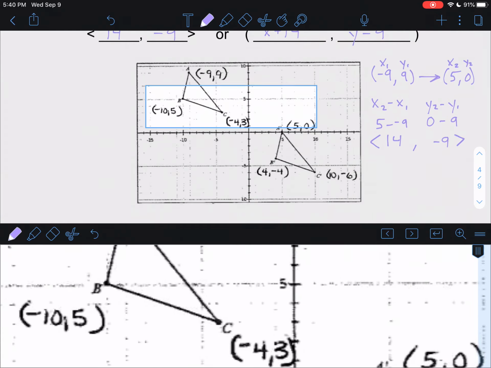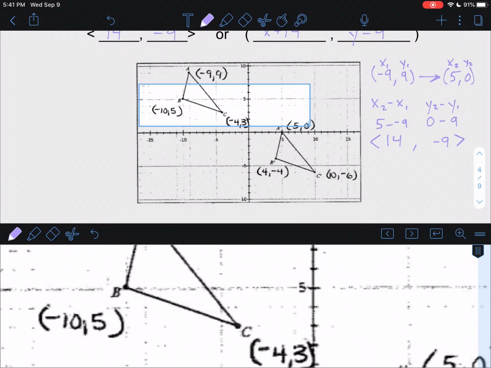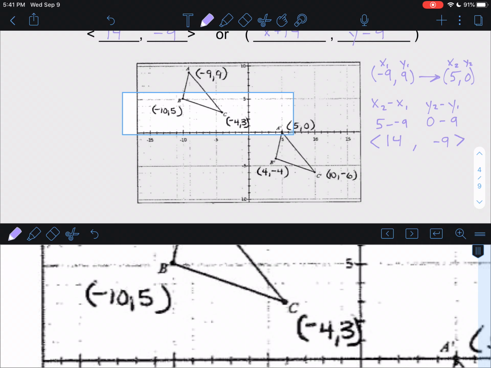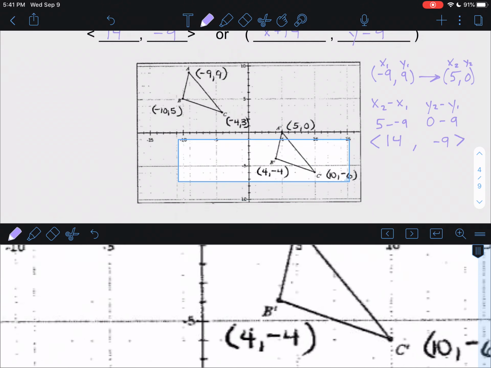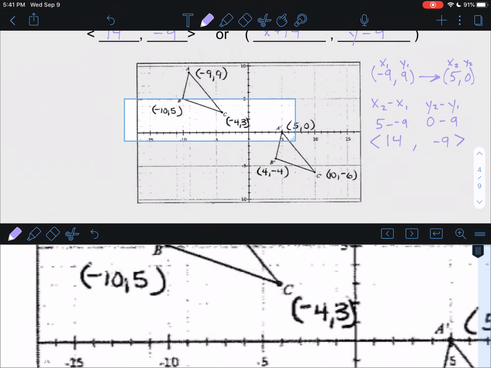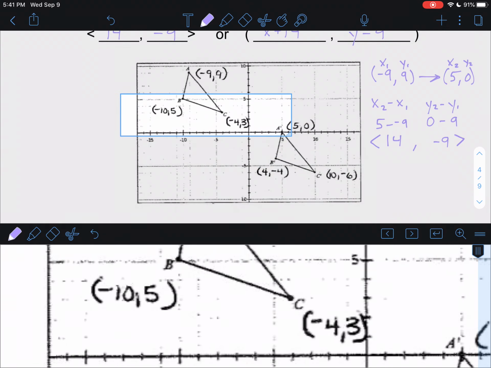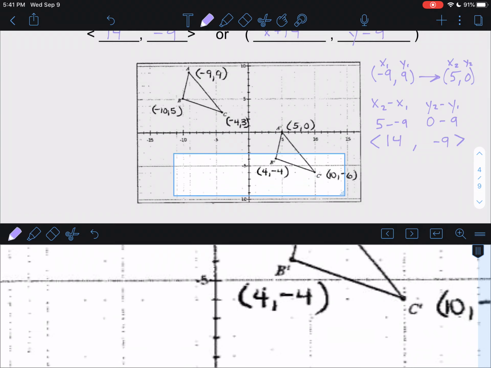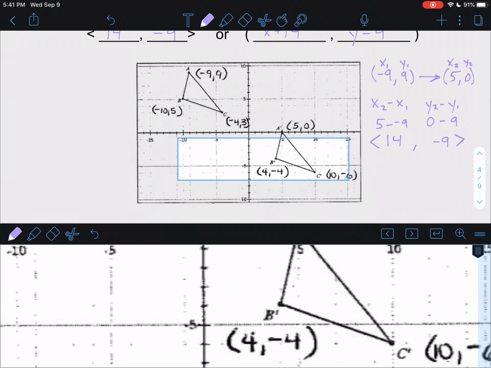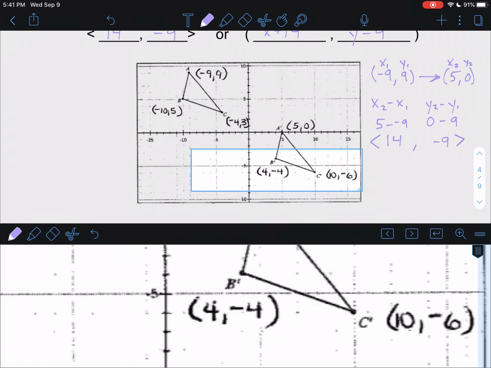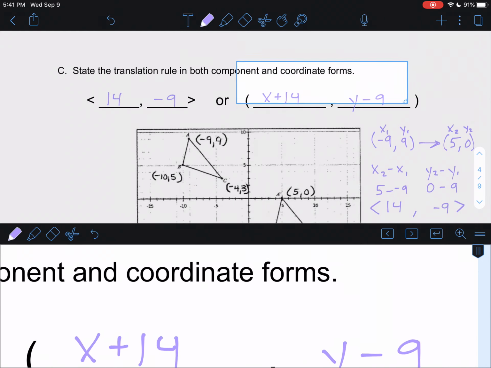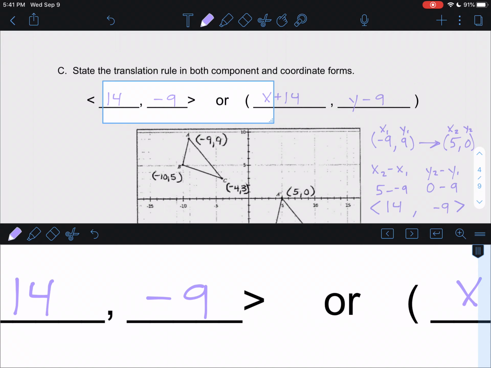And if I plug in a different point just to check it, I have negative 10, 5 to 4, negative 4. Negative 10 plus 14 is positive 4, and 5 minus 9 is negative 4, which is how we got from B to B prime. So there we go. That holds up, and it looks like we are correct. The mapping was 14, negative 9.